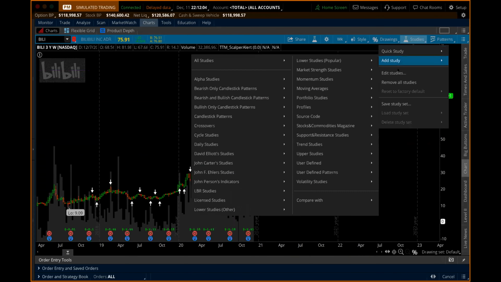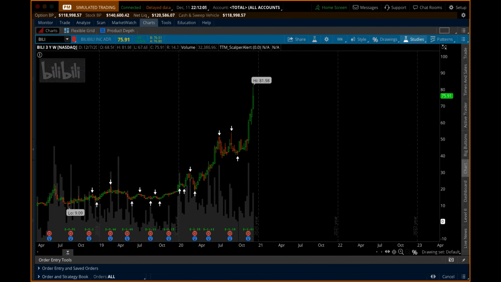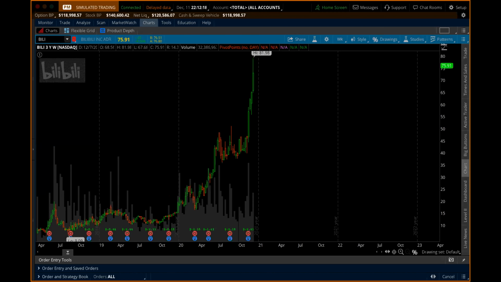So like, if I'm in TOS, you guys can see the power of TOS and why I always advocate for it. I go to edit studies. So this is a TTM scalper, but you can easily just go to pivot points, double click. There's all types. I have one that's just a tad different. There's all different ones that fit your style.